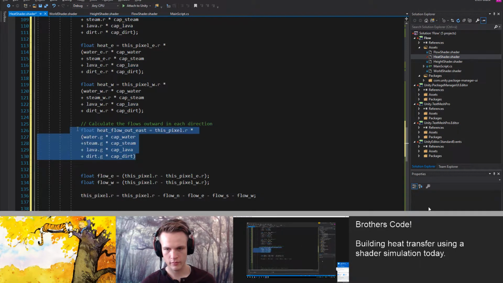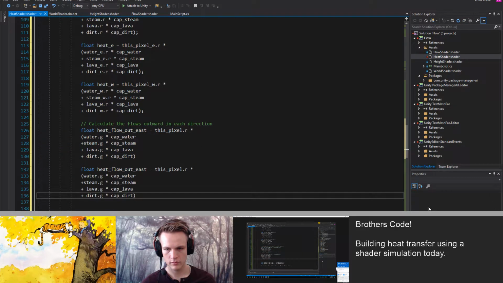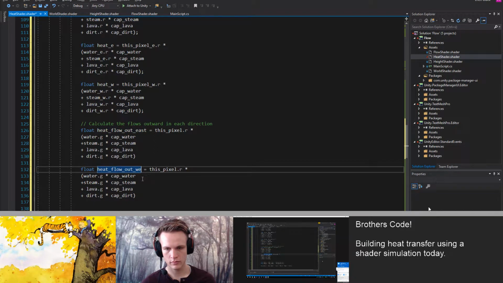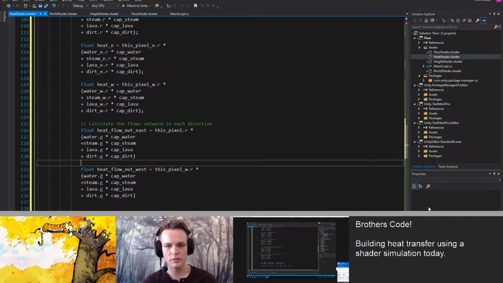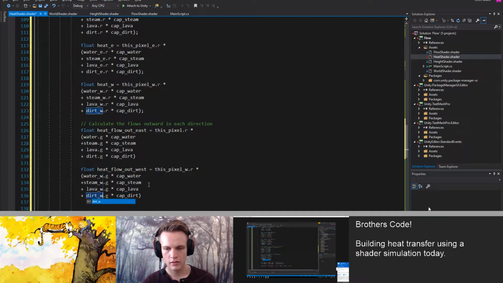So in the west it's the same, but it needs to be the out west, which is the negative of this pixel's west component. Wait, no. Let's just do it positive first, and let's see if it works. So this pixel's west component is still multiplied by water and lava and dirt and everything. West, green, which means eastern.